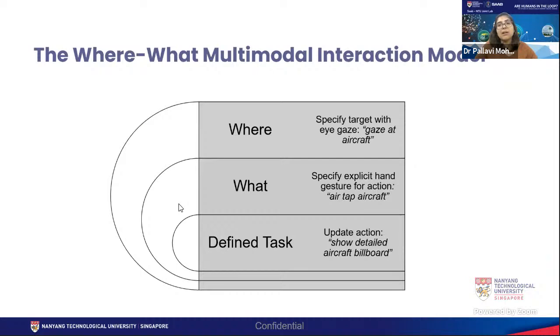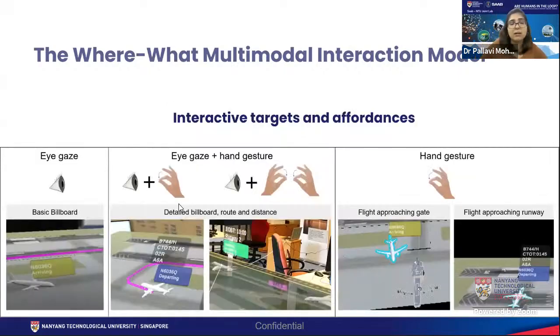Now, we designed a multimodal interaction model that fuses eye gaze and hand gesture, the where-what model. Now, this was inspired by a real-world physical interaction with an object. The user's eye gaze specifies the where. For example, the user looks at a particular aircraft, and the hand gesture specifies the what. For example, the user performs a hand gesture that means show detailed billboard of the aircraft that I'm looking at. This is a couple of examples of what I mean.